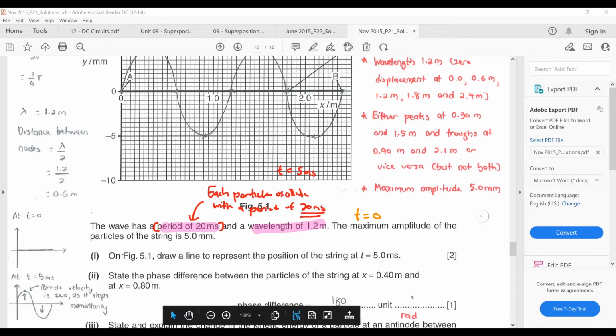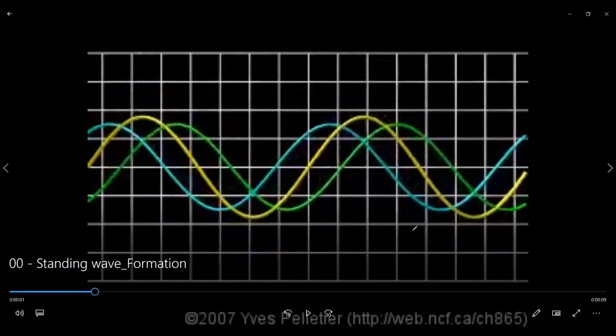To better illustrate what I mean by that, I think I should refer back to the animation. Just give me a few seconds to open it up for you. Okay, video, standing waves, this one. Let me share the video with you right now. Now you should be able to see the video.